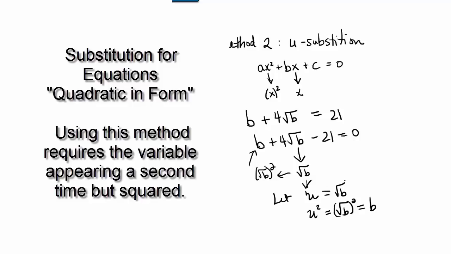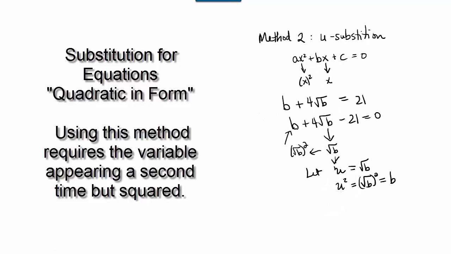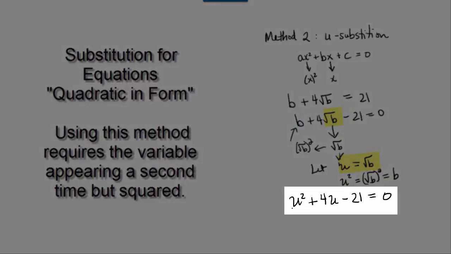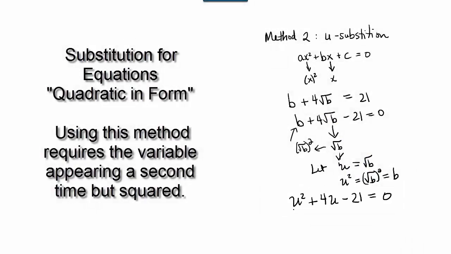I'm going to use these two equivalences and replace the variables b and square root of b in the original equation. So instead of writing b, I'm going to write what it's equal to, u squared. And instead of writing square root of b, I'm going to write what it's equal to, which is u. This equation is a lot friendlier to solve because it's a quadratic equation, and we know several methods for solving quadratic equations.